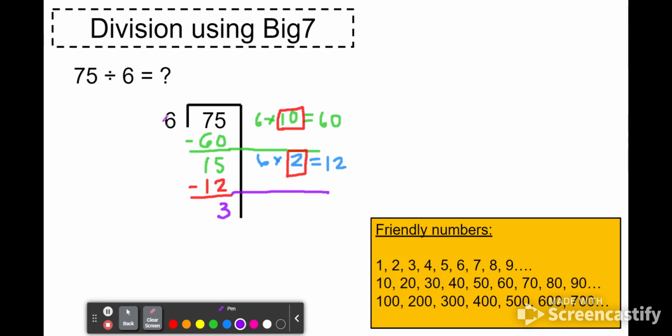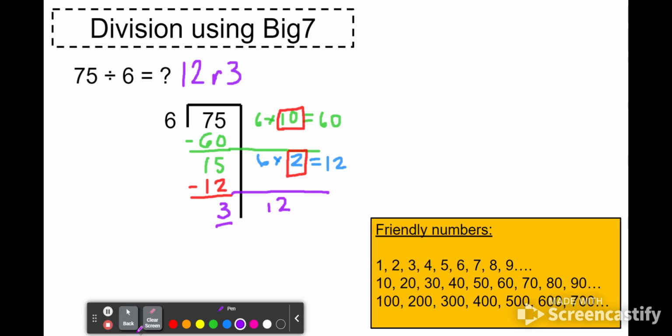So I want to bring attention to a couple of things over here. Why are we putting boxes over here? Because we are going to now see how many 6s we pulled out total. First, we pulled out 10 6s. Then we pulled out 2 6s. So 10 plus 2 is 12. So we know our final answer is 12 with a remainder of this 3 right here. So our final answer is 12 with a remainder of 3. We can write that 12R3.